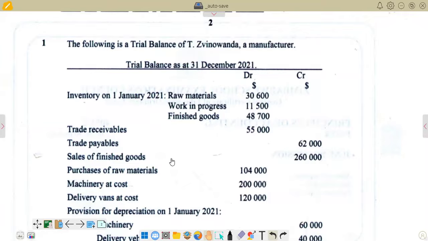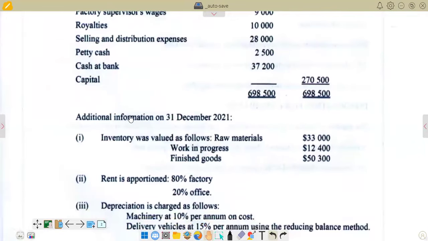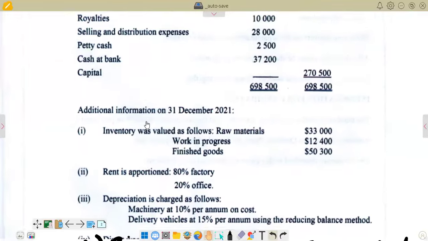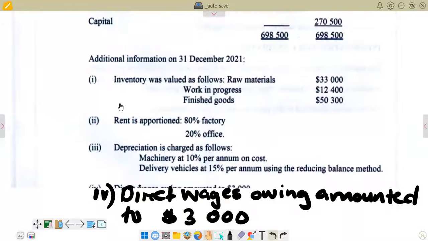We're given the trial balance there. You can go through the trial balance and the information inside it. And then we're given additional information on 31 December 2021, from additional information 1 down to additional information number 4. You are supposed to go through all the additional information so that when you're answering the question, you can see where adjustments need to be done and you can adjust for that.